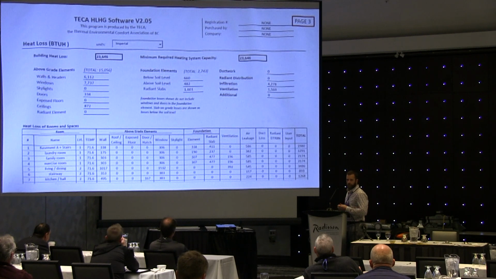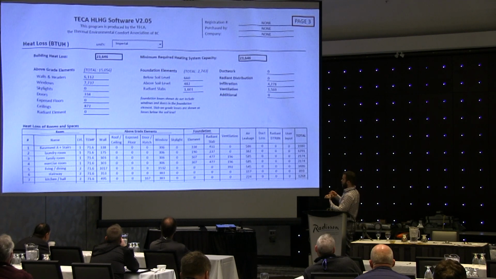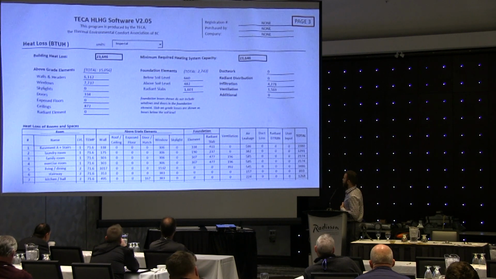And we also break it out into the different components for you: walls, windows, skylights, doors, exposed floors, ceilings, radiant elements, foundation, ductwork, radiant piping, infiltration, ventilation. So there are so many different components that add up to a heat loss. And further than that, we go down to each room, and we break up each room into each different component. So the roof of the room, the wall of the room, floor, door, window, skylight, all the way over. And then the total value of the room on the right.